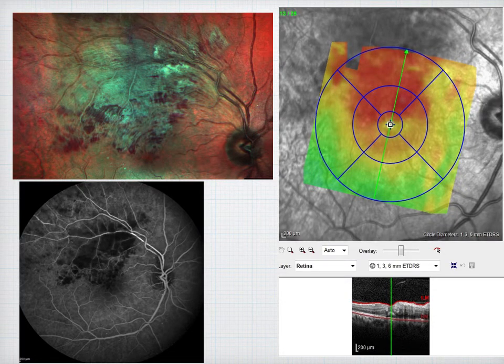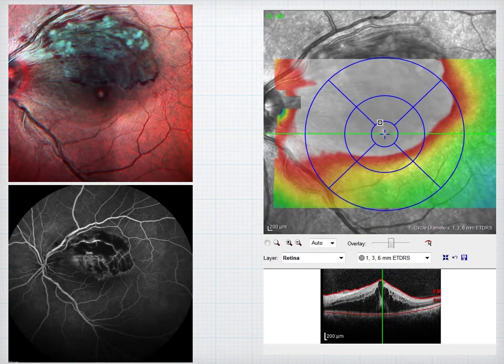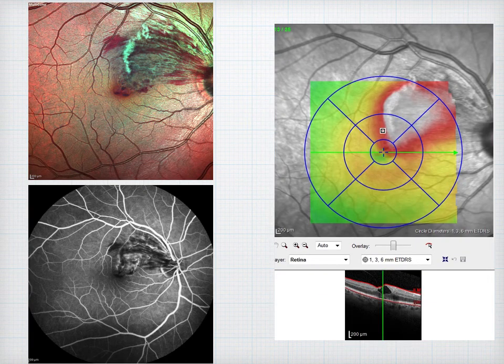A case of superior branch retinal vein occlusion with areas of ischemia in fluorescein angiography corresponding to cotton wool spots, retinal hemorrhages, and of course macular edema. Another case with more dense macular edema.